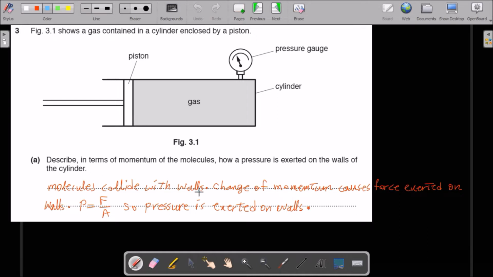The change of momentum causes a force exerted on the walls, because when there is a change of momentum, there is a force: change of momentum over time taken gives you force. Then you know that pressure is equal to force over area. So force over the area of the walls of the container gives you the pressure inside the container.